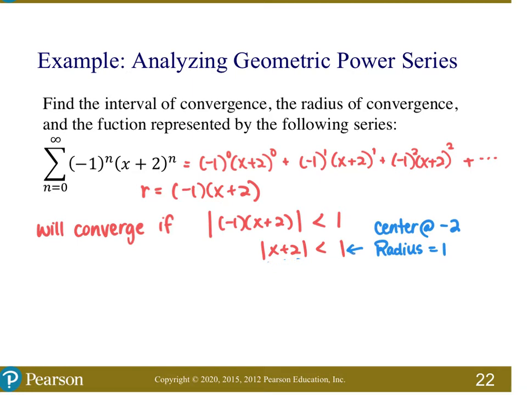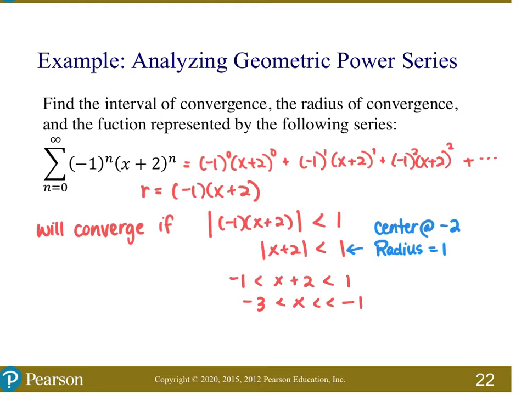And then the interval of convergence, so we'll take this the next step, and then we'll subtract 2. Let's do my math right. We end up with x being between -3 and -1. So that is our interval of convergence.